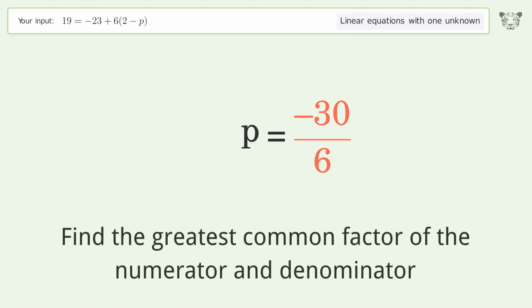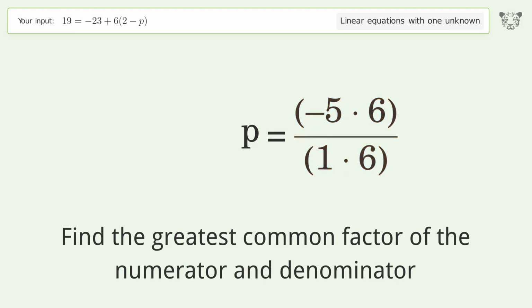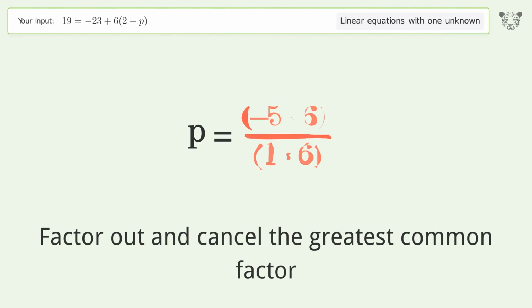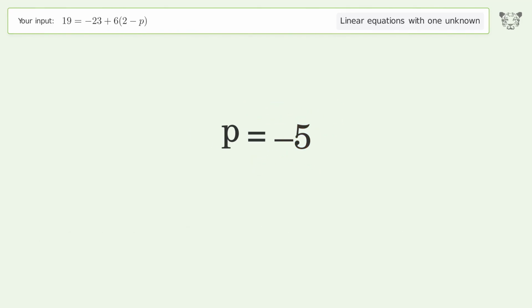Find the greatest common factor of the numerator and denominator. Factor out and cancel the greatest common factor. And so the final result is p equals -5.